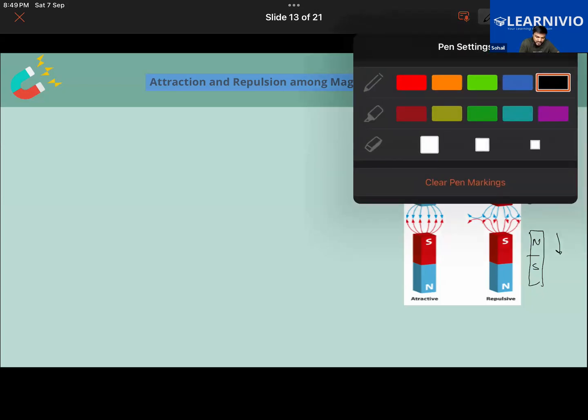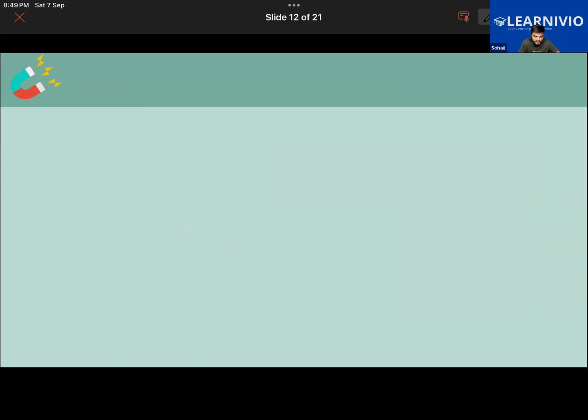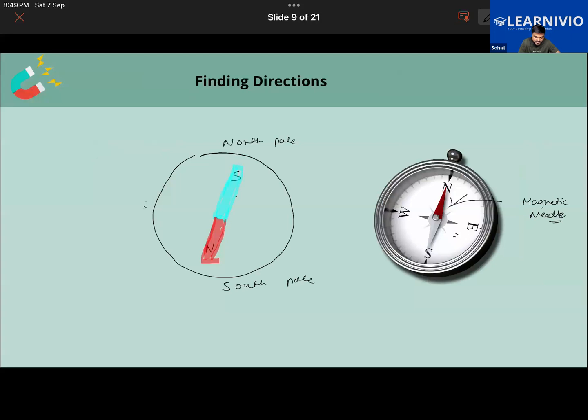So basically, what we can conclude here is that unlike poles attract each other, while like poles repel each other. Later on, you will be writing it. Repel each other. That is something both of you have learned. Now, get back to this.